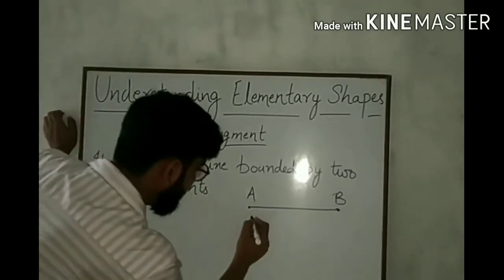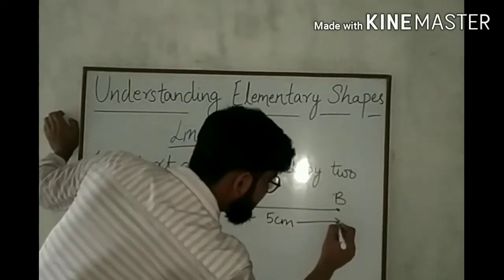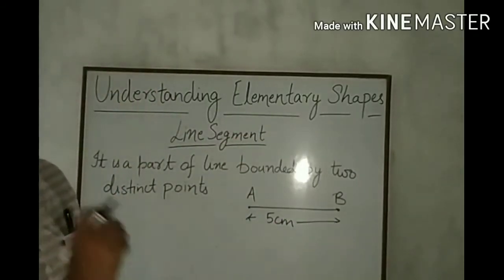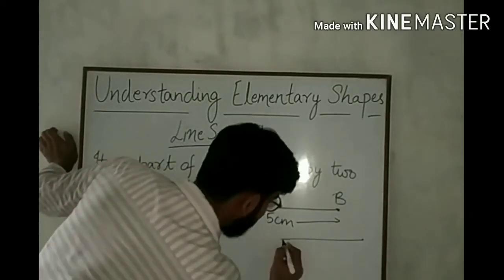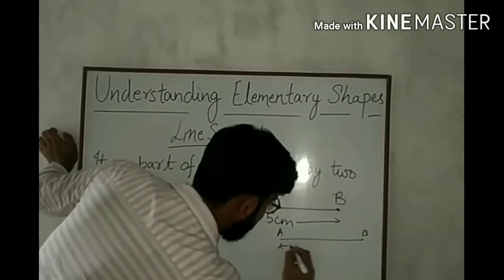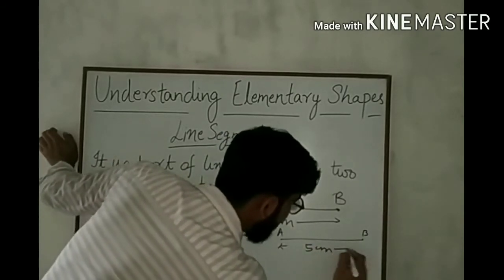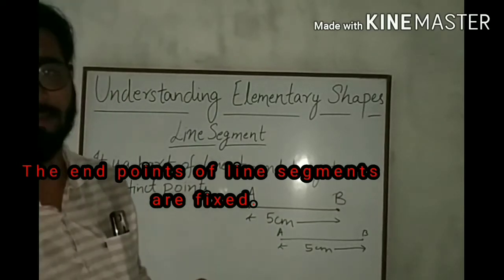Suppose this line segment is of 5 cm. That means it will not go beyond 5 cm. Even if you draw it from here, then also it will not go beyond 5 cm. It will stop after 5 cm. Means its end points are fixed.